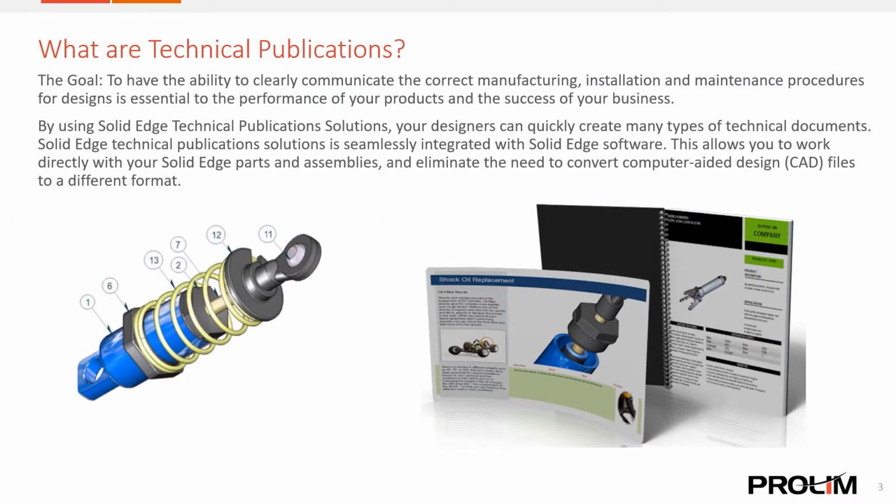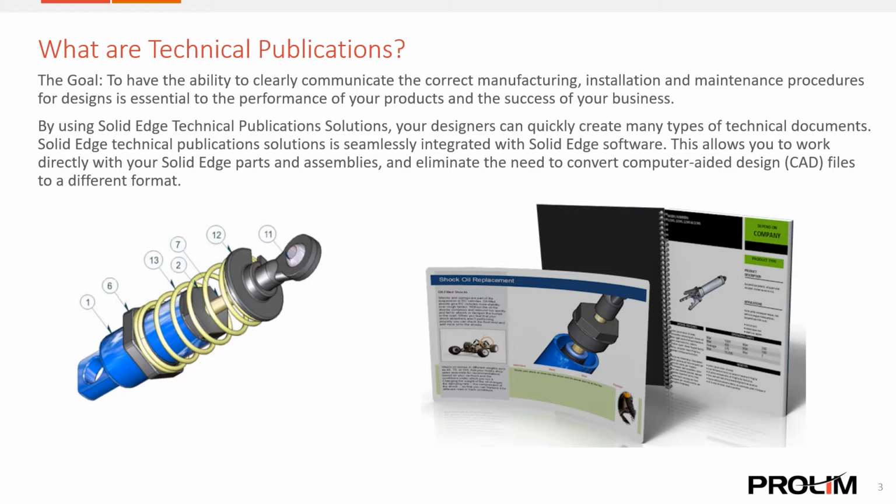So what are technical publications? When we look at the assembly below on the left-hand side, basically, the goal is to have the ability to clearly communicate the correct manufacturing, installation, and maintenance procedure for our designs or the assembly below. So it is essential to the performance of your products and the success of your business.